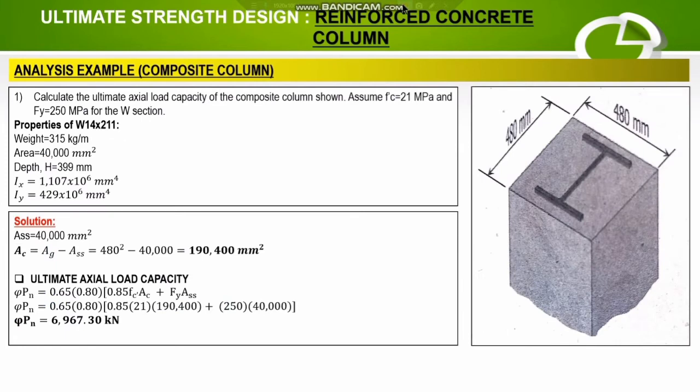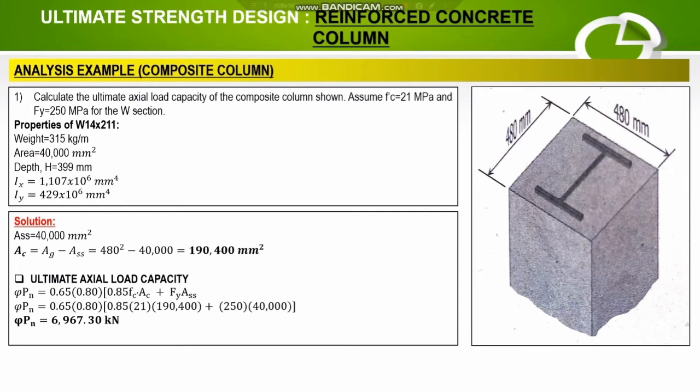So let us come with the third classification of a column, or the reinforced column, which is the composite column. For this problem, I am going to show you the solution for the analysis of a composite column. For number one, calculate the ultimate axial load capacity of the composite column shown. Assume Fc prime is equal to 21 megapascals and Fy is equal to 250 megapascals for the wide flange section.